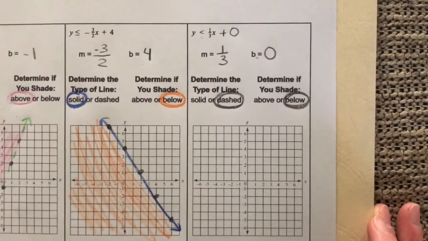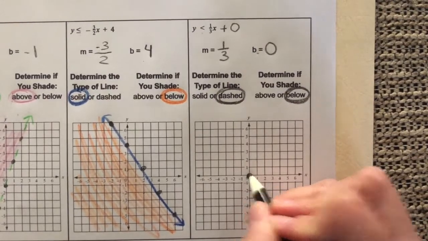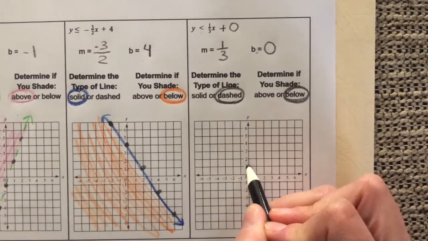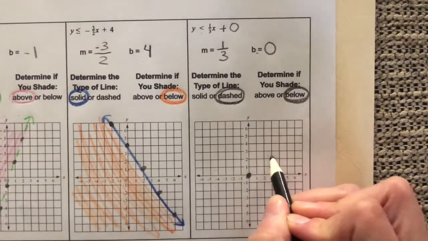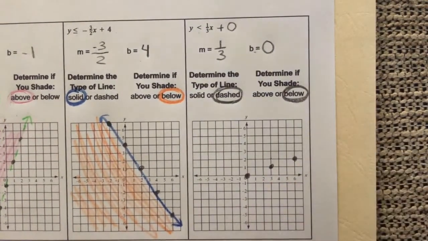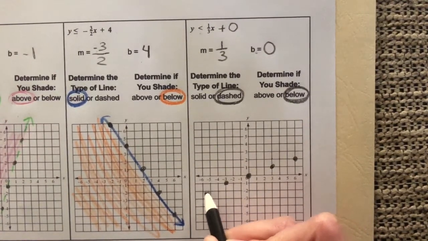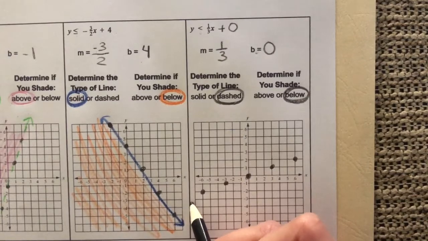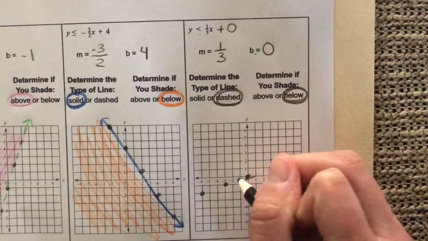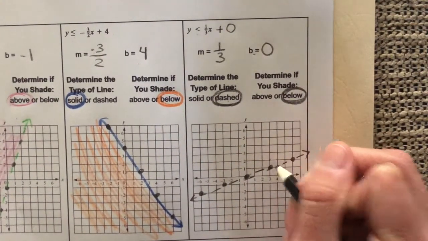Let's create the graph. My y-intercept this time is at the point (0, 0), which is right at the origin. My slope is 1/3, which means I'm going up 1 to the right 3, up 1 to the right 3, and I've run out of room going up and to the right, so I'll go the opposite way. Down 1 and to the left 3, down 1 and to the left 3, and I've run out of room. I'm going to be creating a dashed line because it's not equal to. And so my solution does not exist on the actual line itself.